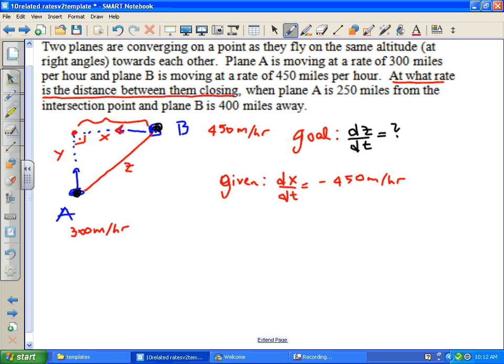Okay. Then they also said that plane B is moving at a rate of 450. We already did that one. Plane A is moving at a rate of 300 miles per hour. So how would you write that one? dy/dt equals 300 or negative? This distance is shrinking as well, right? The plane is going north, in that direction towards the point. So that's also negative 300.